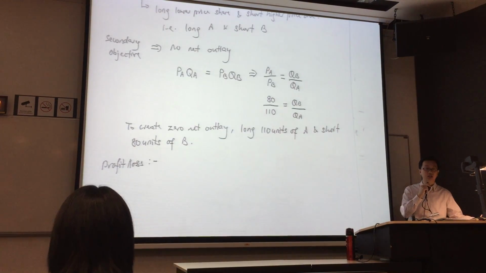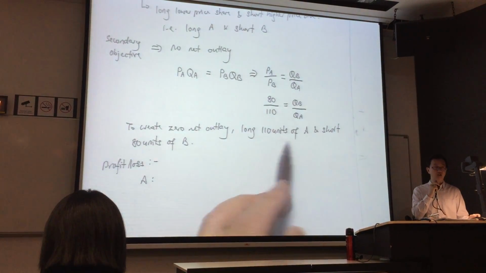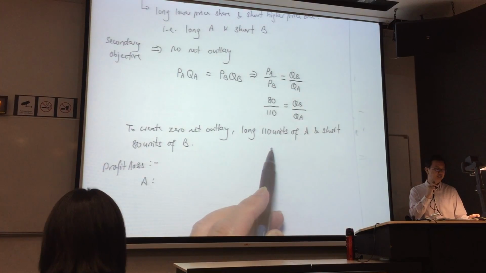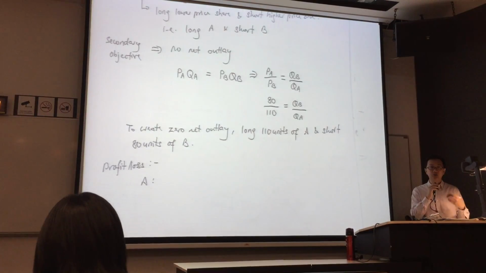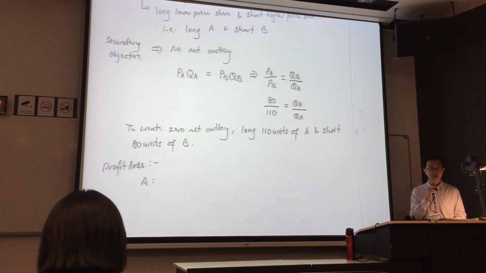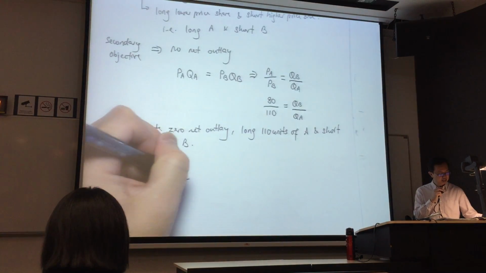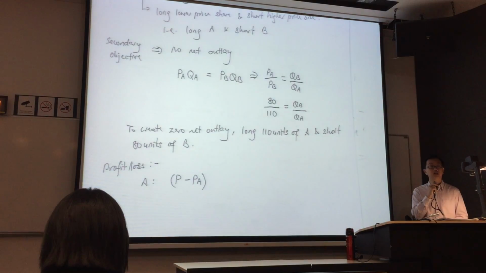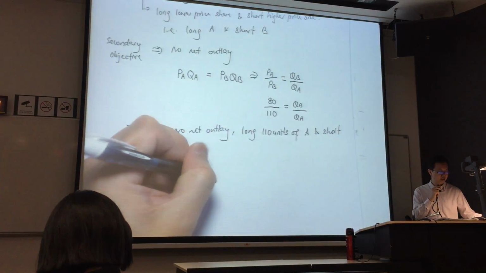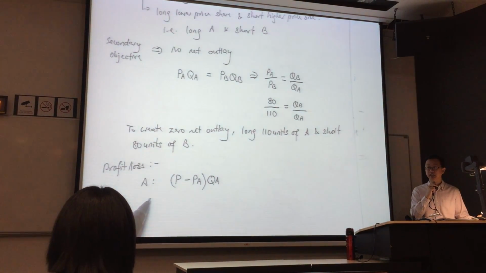Okay, let's start with A first. Your position in A is long. So the price you initially pay, PA, is the top. Subsequently, when you unwind, that means you sell at P. Correct? So you sell at P. When you have bought it at PA, this will give you the price profit, and the quantity is QA. So that is the profit arising from position in A.